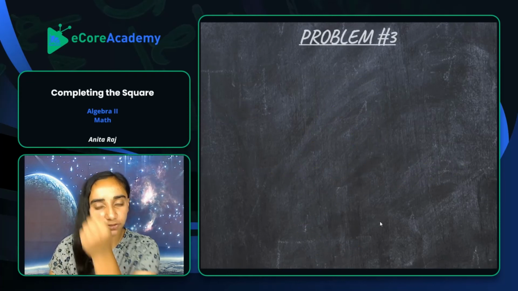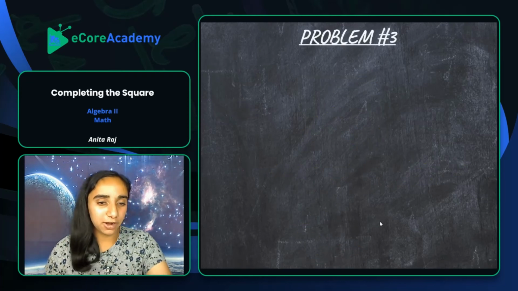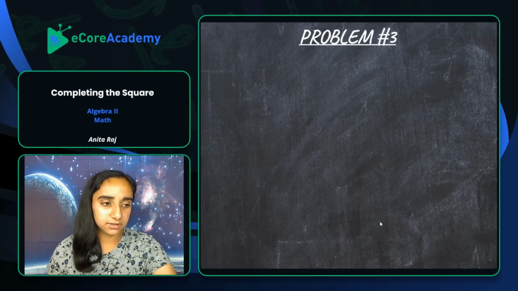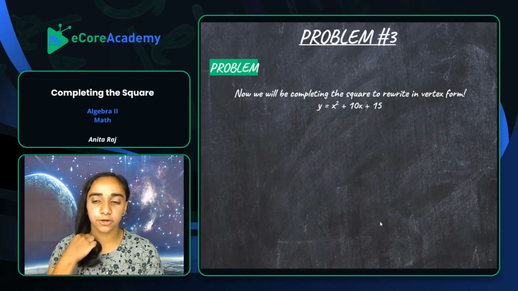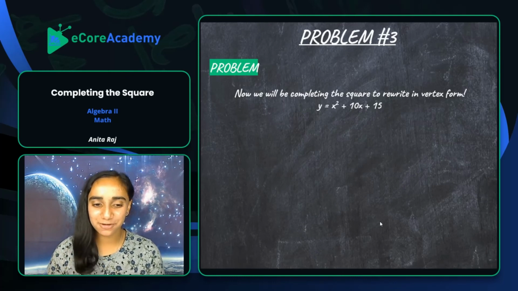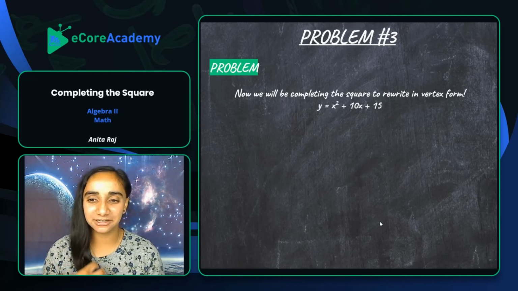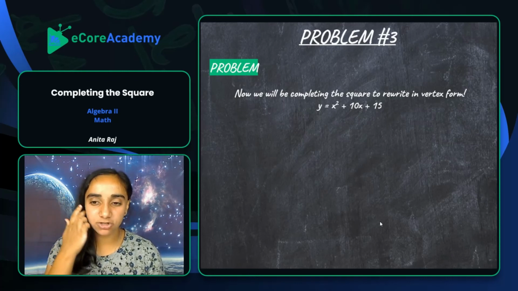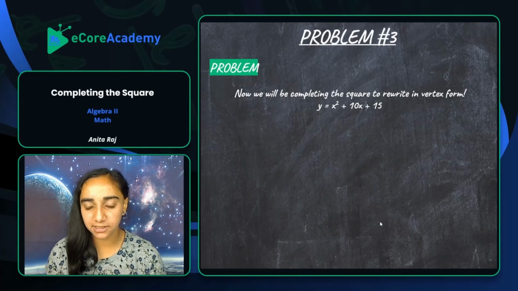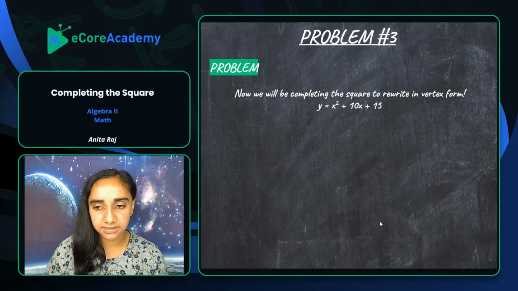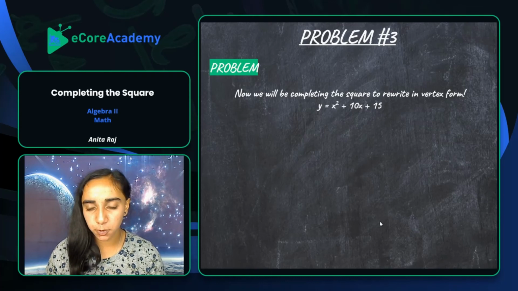Okay, let's move on to the third and final problem. So in this problem, it's going to be a little bit different. Now we will be completing the square to rewrite in vertex form. So hopefully you remember vertex form. Here is the quadratic equation. It's written in standard form, ax squared plus bx plus c. You see y equals x squared plus 10x plus 15. Our a term is 1, our b term is 10, and our c term is 15.